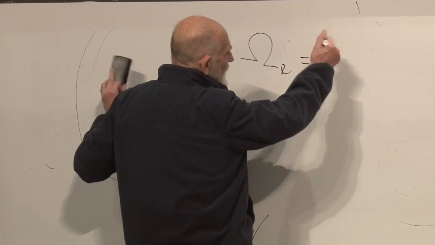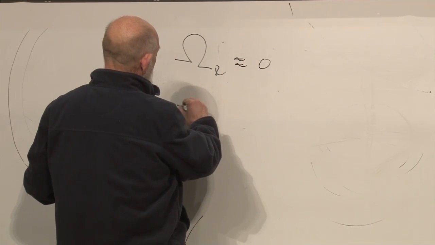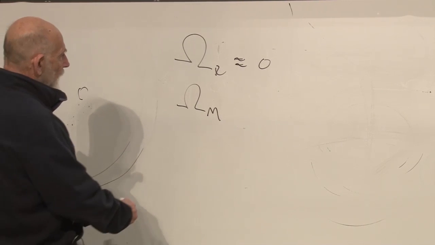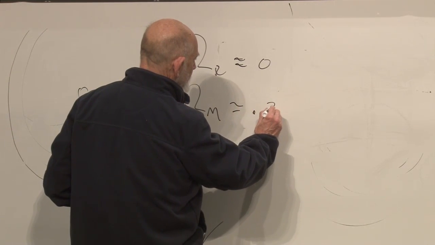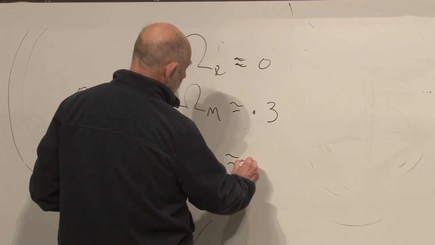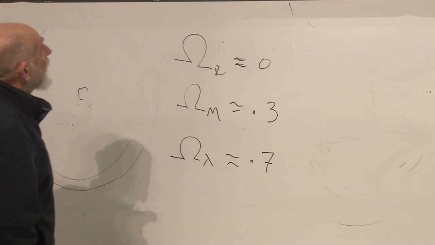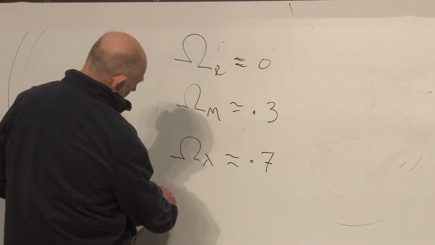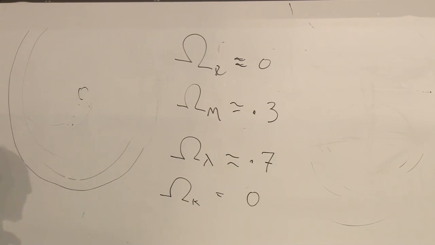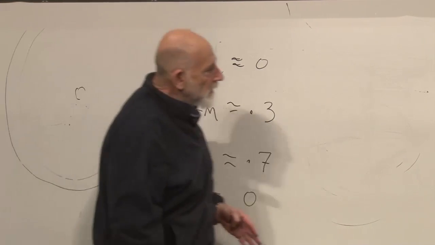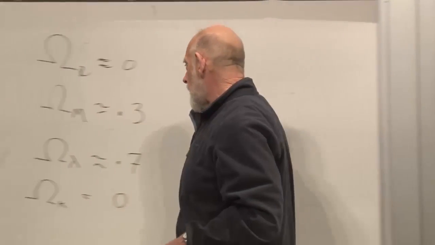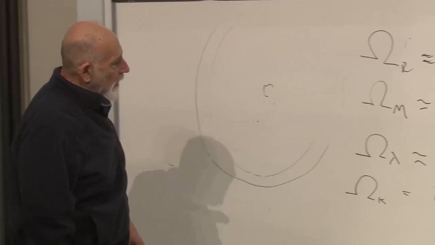Omega radiation, again, essentially equal to 0. Omega matter, and this includes both dark matter and luminous matter, about 0.3. Omega lambda about 0.7. And omega k about 0. This is observational fact. Very little theory has gone into this. Well, theory has gone into it, but no particular biases about what to expect. This is pretty much what the unbiased raw data says.